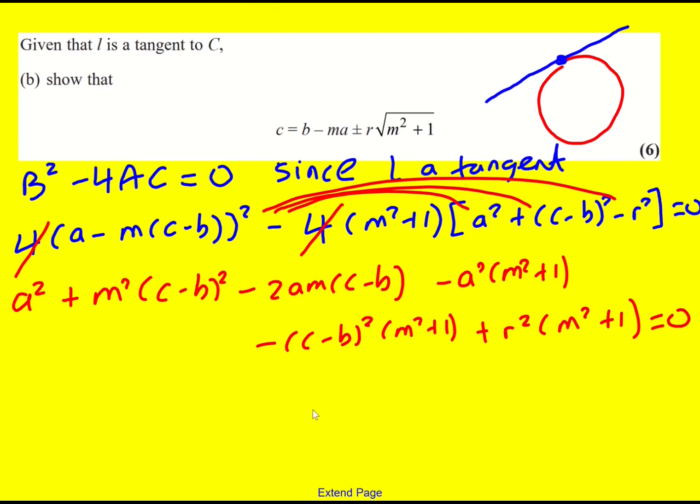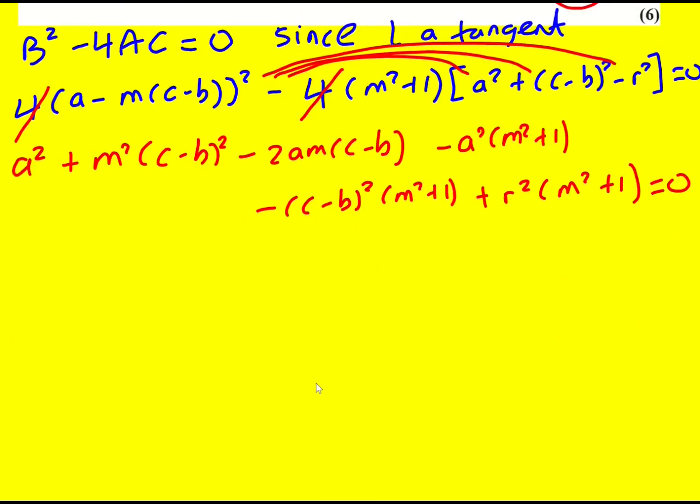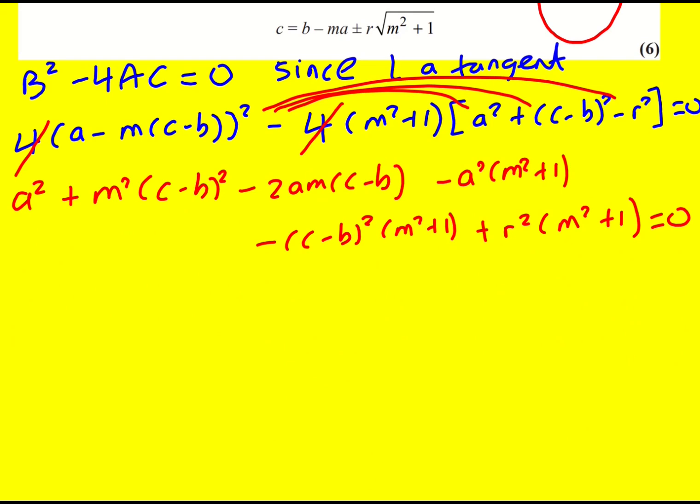Right, now some things do cancel, and I'm going to go ahead and cancel them now. The a squared here is going to cancel with this minus a squared that comes from me doing minus a squared times 1. Is there anything else that clearly cancels? Okay, I can see that also I've got m squared times (c minus b) squared. That's going to cancel with this m squared times (c minus b) squared. So I'll just tidy this up.